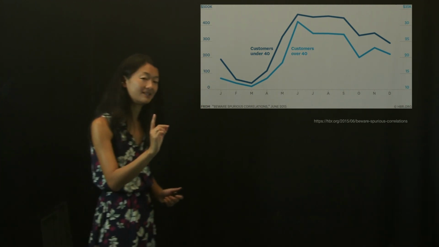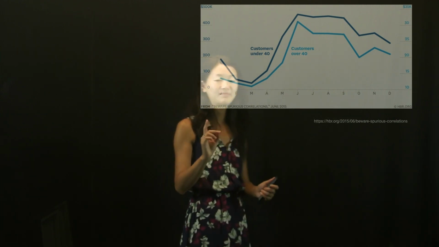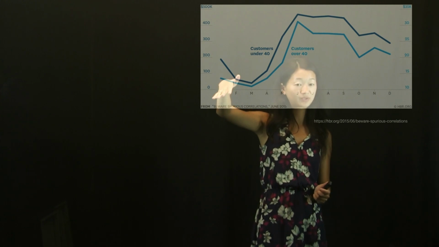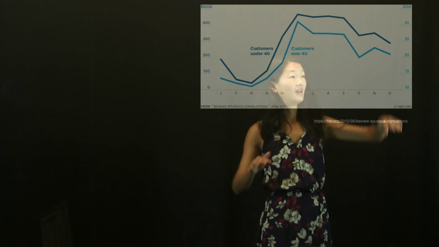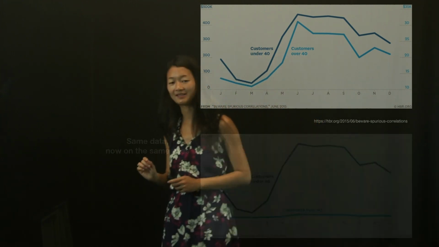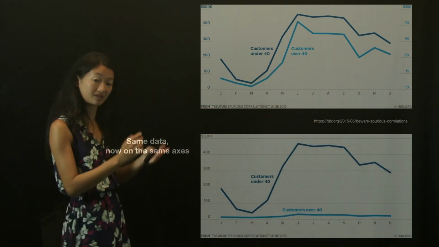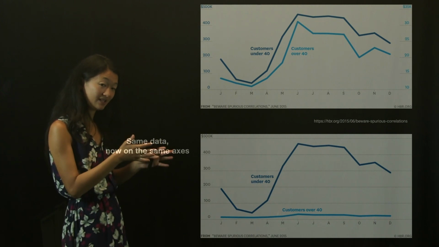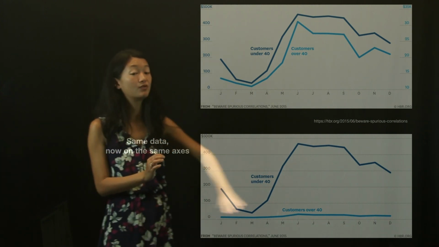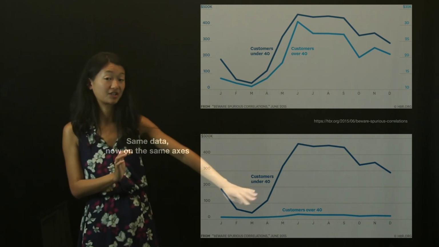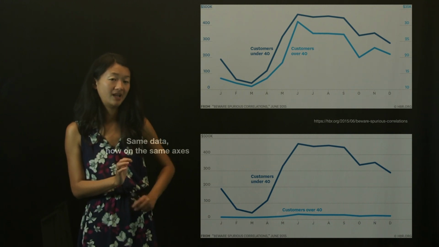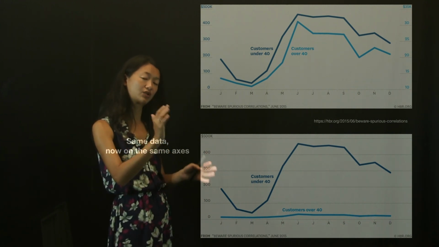What they're hiding is that this is a really cool, tricky type of plot where there are two different vertical axes. There are these numbers, which apply to the dark blue lines, and these numbers that apply to the light blue lines. And if we plotted them on the same axes, the same data now looks like this. And what you're seeing is that you mostly have customers under 40, and there are very few customers over 40, and it's not changing that much as a function of the months of the year. And so these two plots tell very different stories.